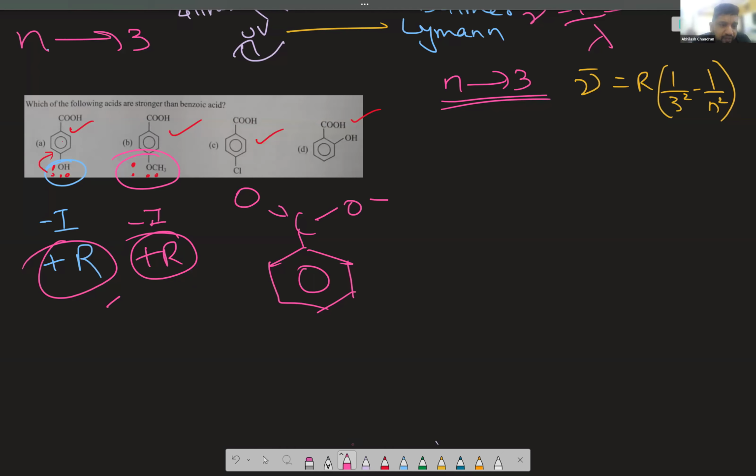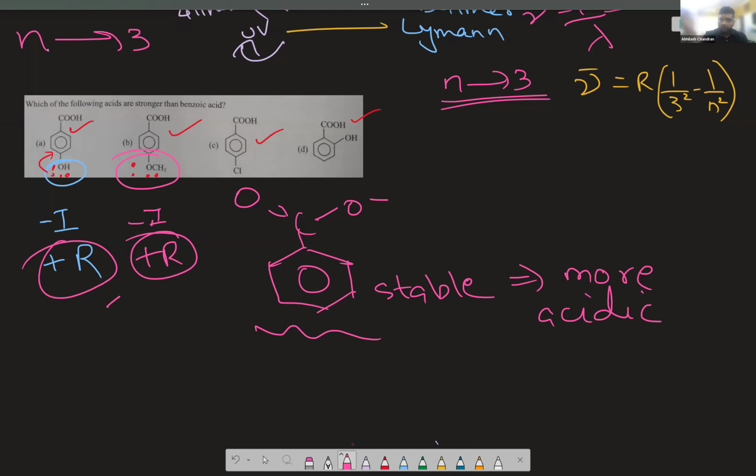the higher electronegativity of oxygen that is there, but that is only felt till like 2, 3 carbons. So this OCH3 or OH, even though they have a minus I effect, they can't stabilize the conjugate base. If this is stable, it implies a more acidic hydrogen, like how we have seen in earlier questions involving carbon hydrogen bond energy and stuff.